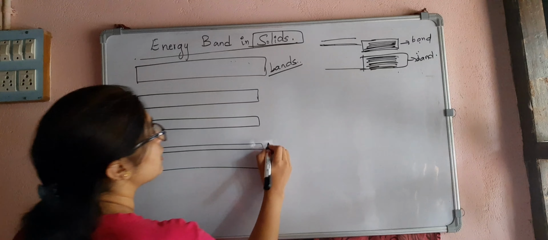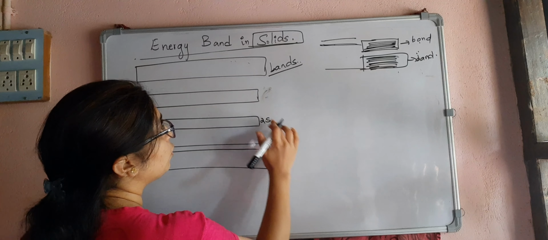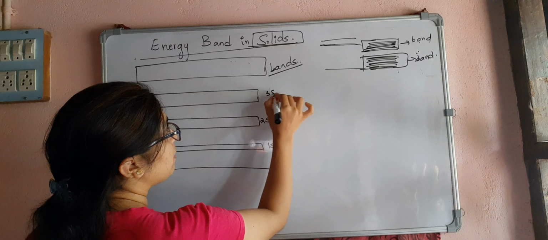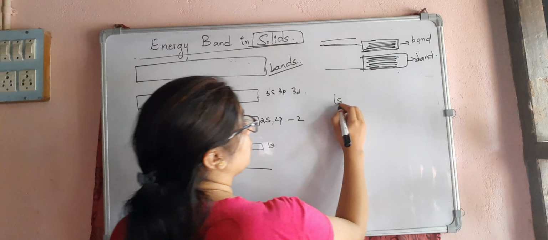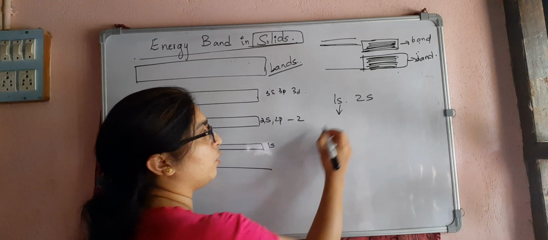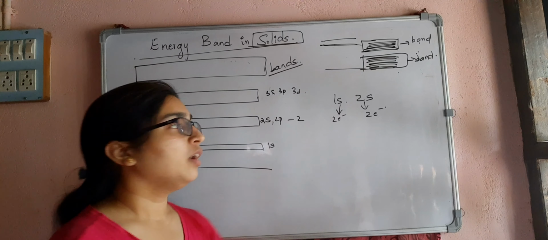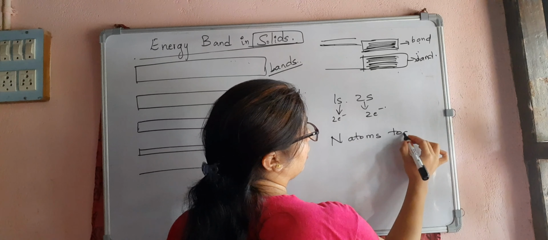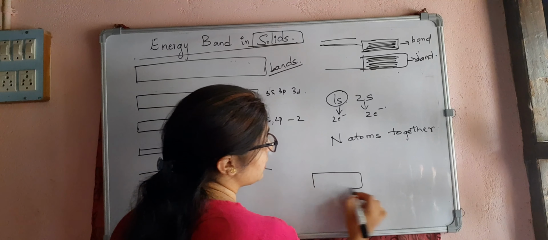Suppose I consider this as 1s, 2s, 2p, that is the second band, then 3s, 3p, 3d, something like that. So 1s band, 2s band. 1s can accommodate 2 electrons, and this also 2 electrons. This is for one atom. But if I bring n atoms together, then it can have a 1s band. This is your 1s band.